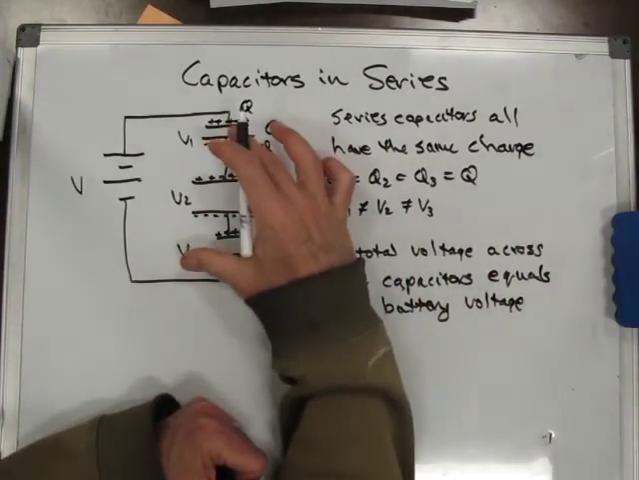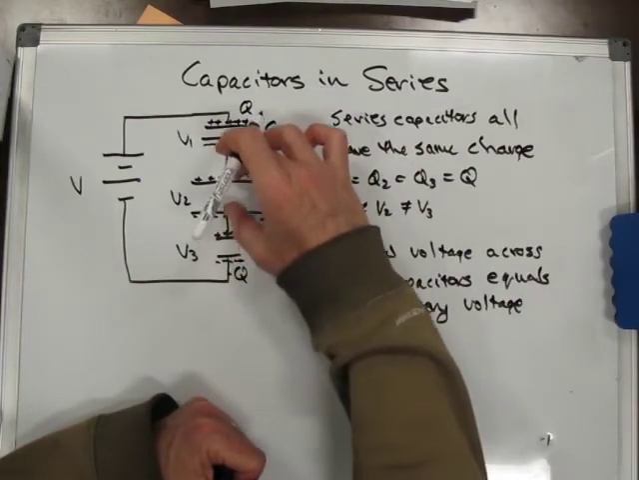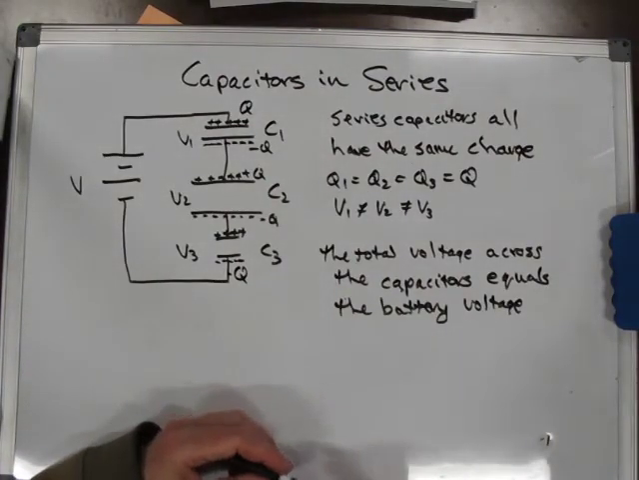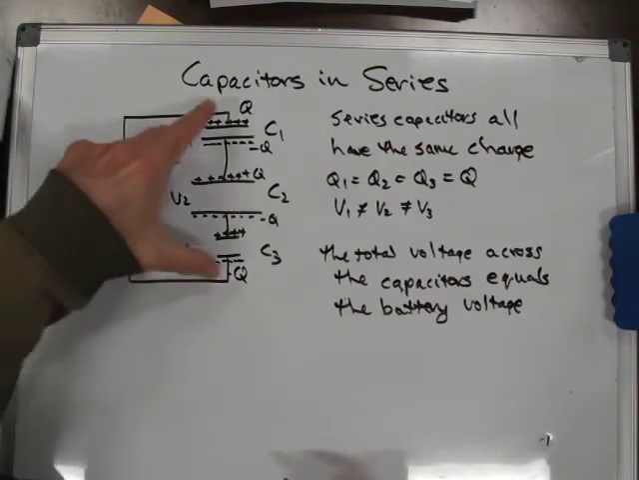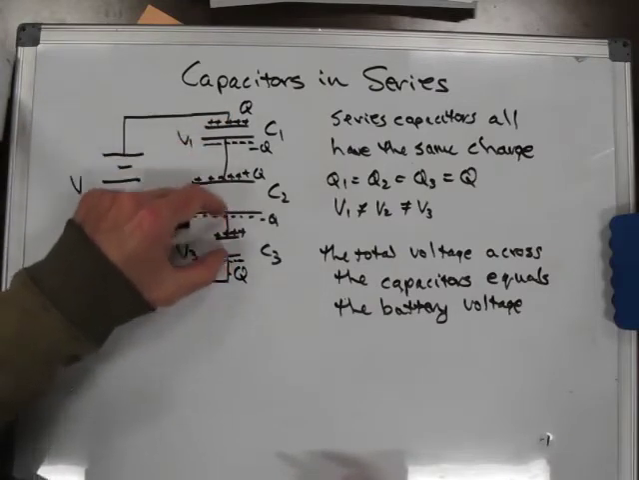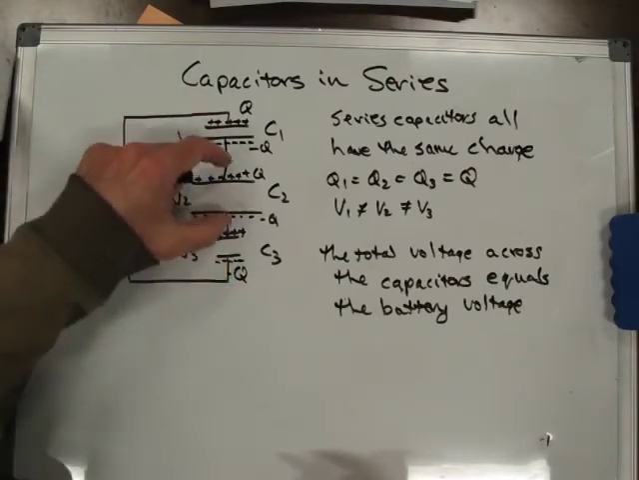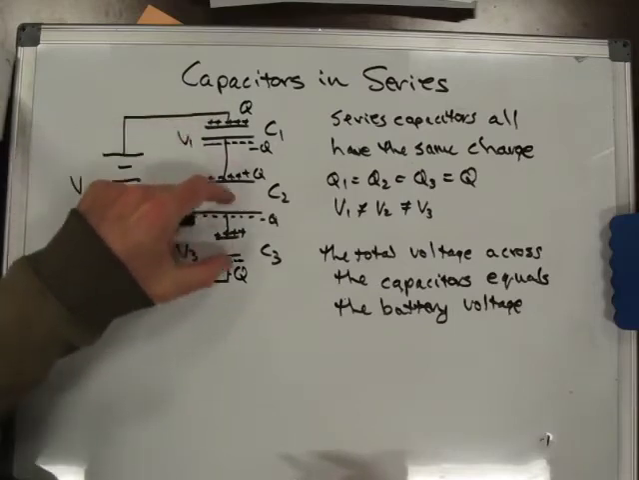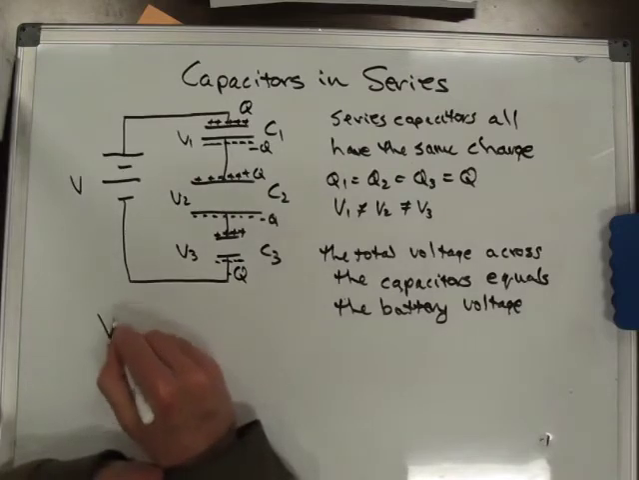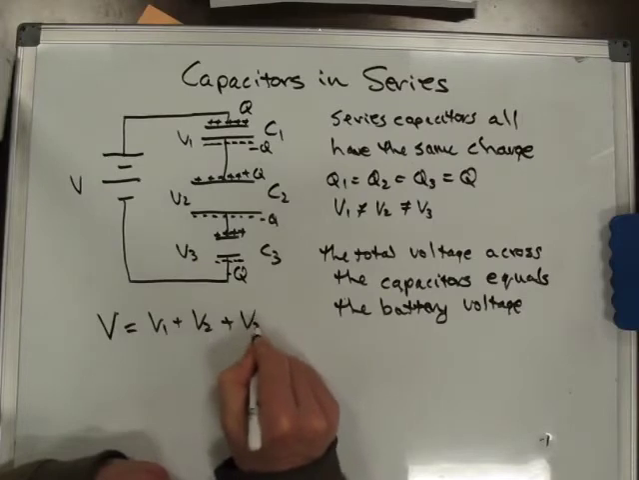That is to say, when these guys are charged up, the voltage across this guy plus the voltage across that guy plus the voltage across that guy is equal to the voltage across the battery. Since they're connected by a wire, you can add up the potential energy per charge here, here, and here. The potential energy to go all the way across is just the sum of the potential energies across each capacitor. And so the battery voltage is equal to V1 plus V2 plus V3.